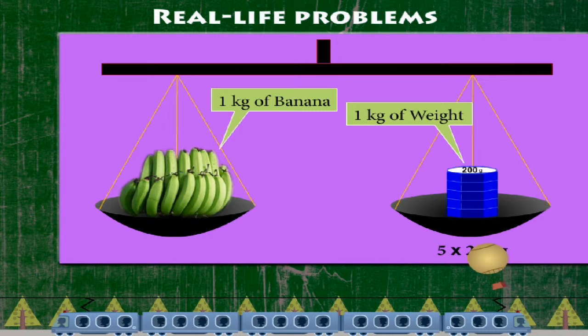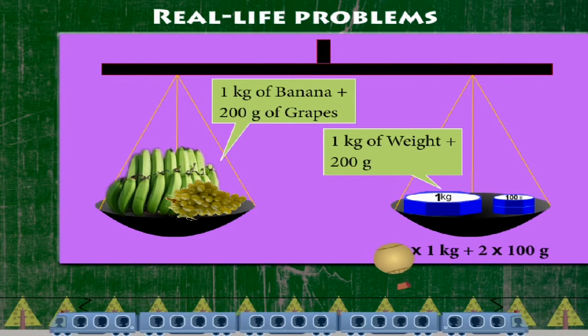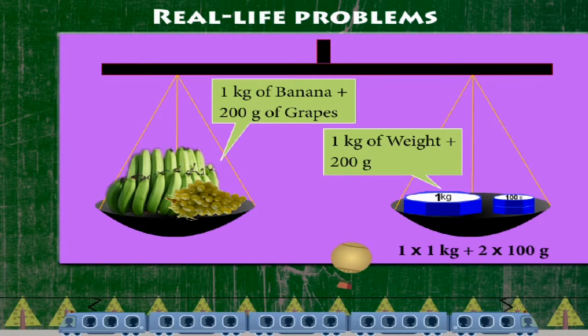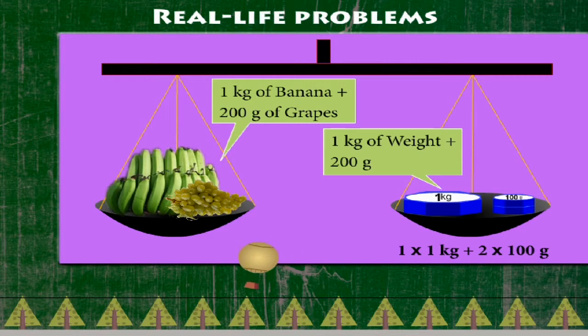Now, here are some grapes with the bananas. This weighs 1 kilogram and 200 grams. So, you can see the 1 kilogram weight and 2 weights of 100 grams.